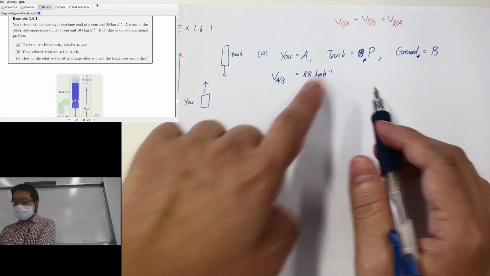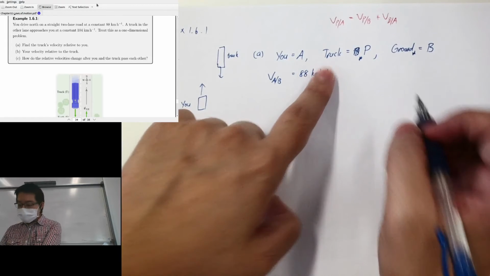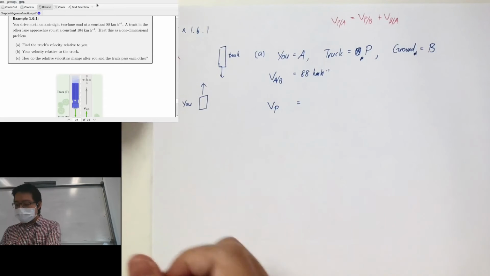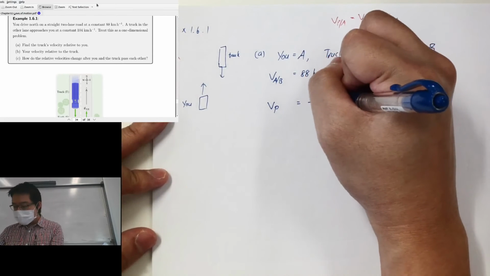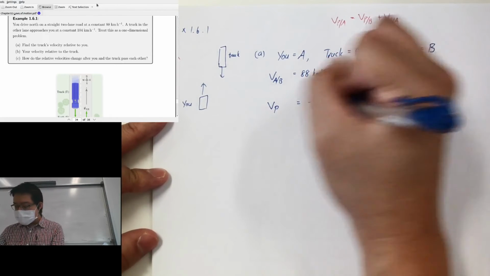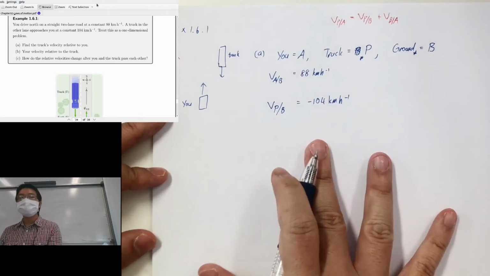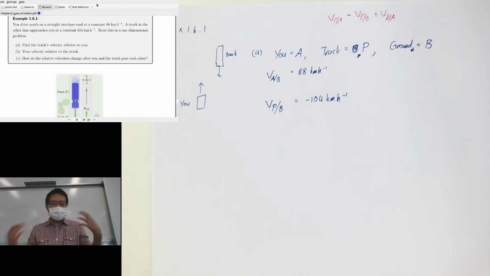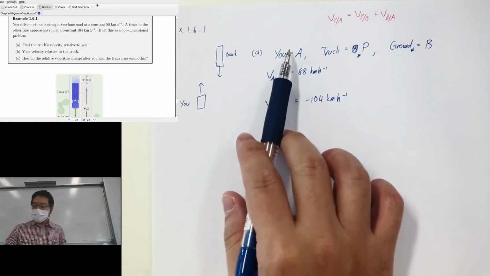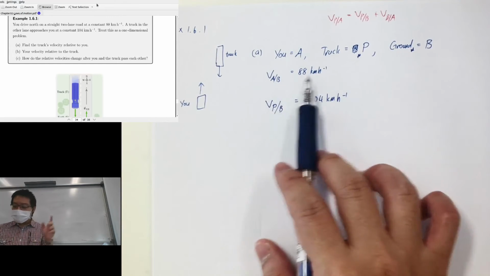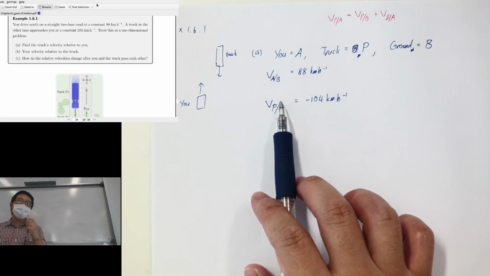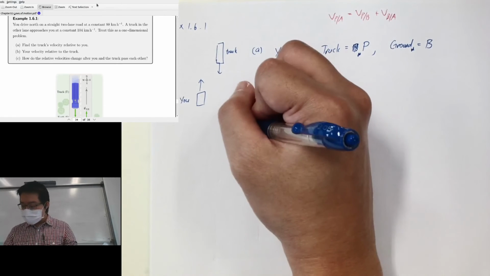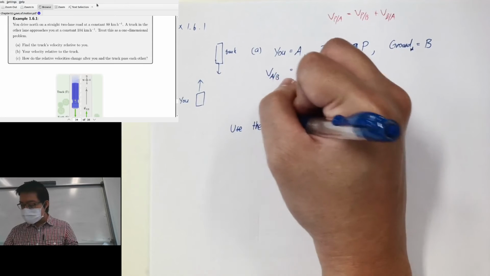Then the truck is the point P, and it's moving downwards at 104 kilometers per hour. This should be relative to the ground as well. So this is how you set up the question. You see who is A, who is B, who is P, and then you put in the variables correctly. Now that you have decided this correctly, we can use the relative velocity formula.